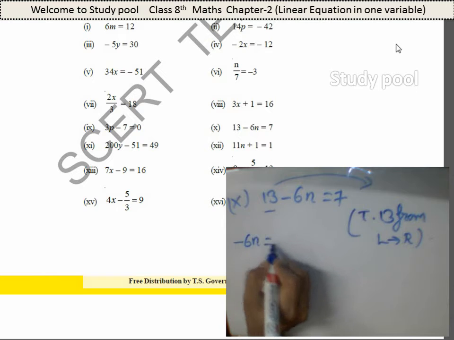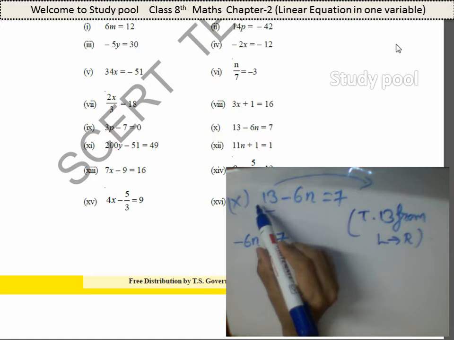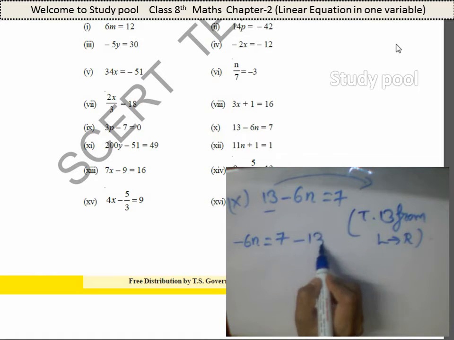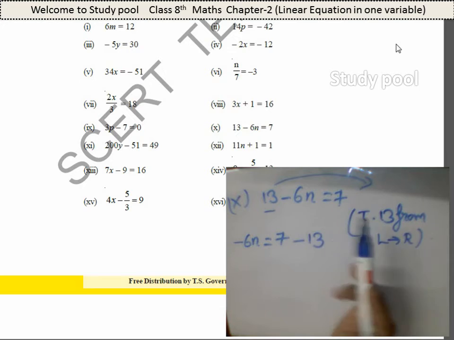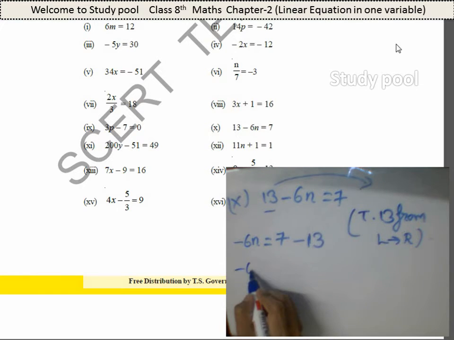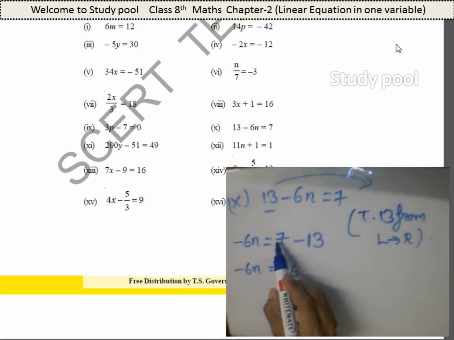Okay, now what happened then? Minus 6n is equal to this 7 you write as usual, and 13 will come this side, right? So it is plus 13, so it will be minus 13. Whenever we are transposing, we should check: if it is plus, it will become minus after transposing. Okay, now what will we get? Minus 6n is equal to 7 minus 13. Here 13 is the biggest value, so we have to put a minus first, and then if we subtract 13 and 7, we will get 6. So we got minus 6.